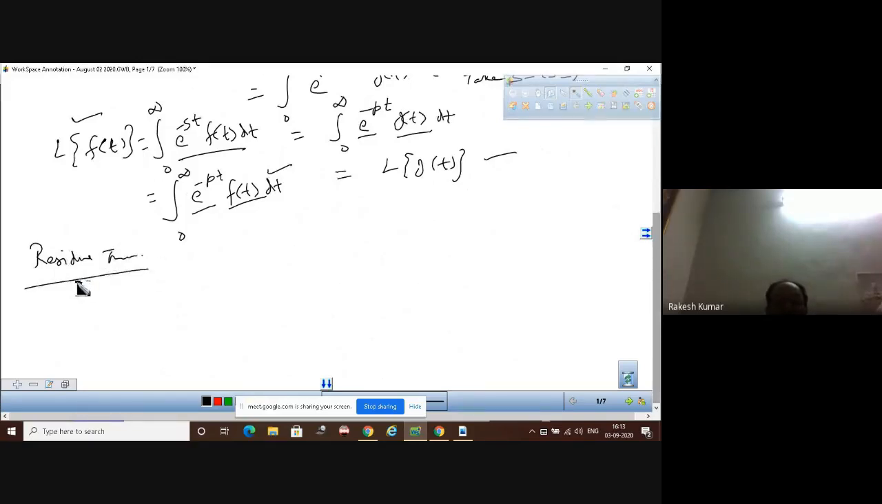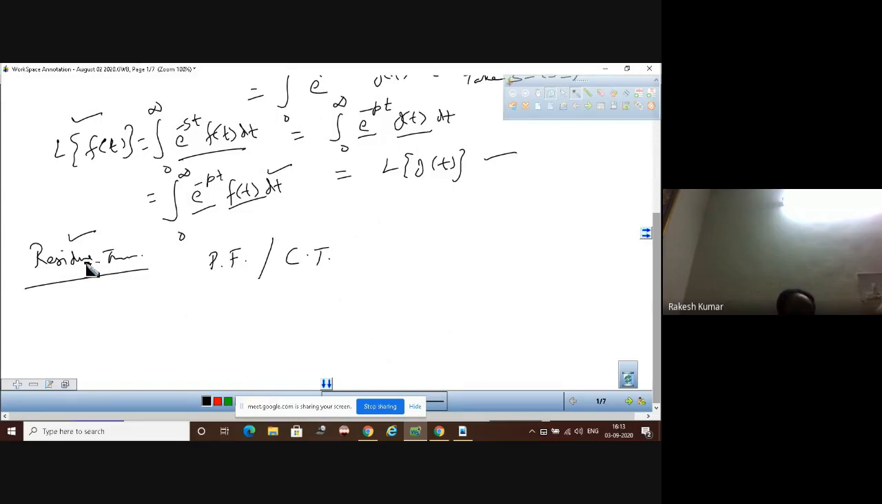Residue theorem is helpful for finding out the inverse Laplace transform. Earlier we got the inverse Laplace transform by the method of partial fractions, and we have done it with the partial fraction method and the convolution theorem. But now we will see how to find the inverse Laplace transform with the help of residues. So this is also a very important thing, and this method is also helpful for finding the inverse Laplace transform.